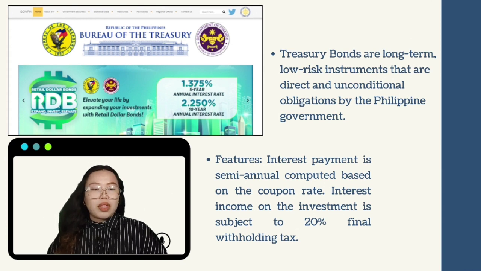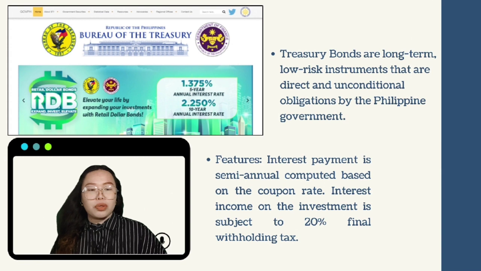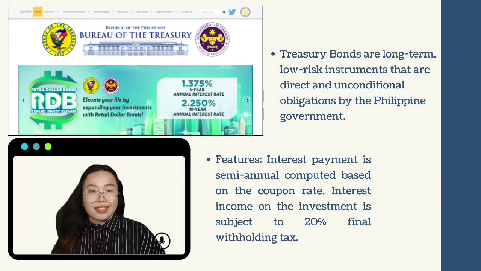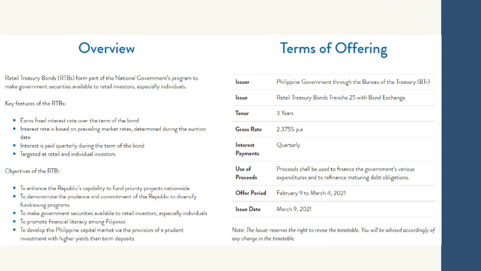Its features: the interest payment is semi-annual, computed based on the coupon rate. The interest income of the investment is subject to 20% final withholding tax. In this slide, we can see the retail treasury bonds form part of the national government's program to make government securities available to retail investors, especially individuals. Here we can see the key features and the objective. On the other side, we can see the terms of offering: the issuer, the issue, the tenor, the gross rate, the interest payments, use of proceeds, the offer period, and the issue date.